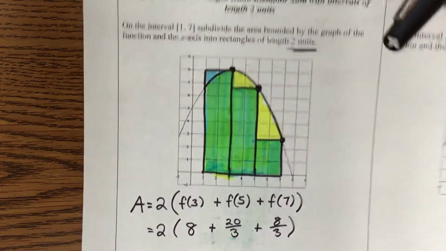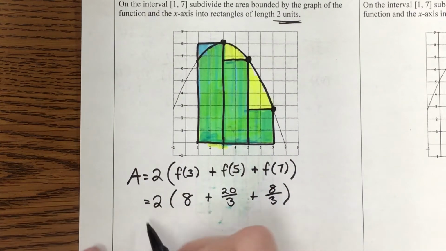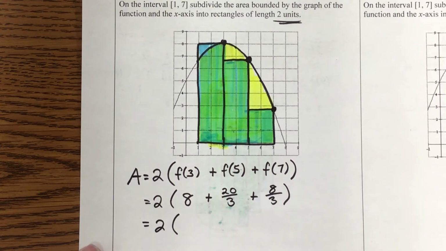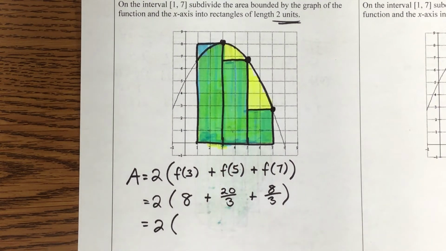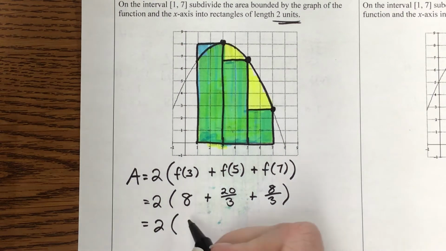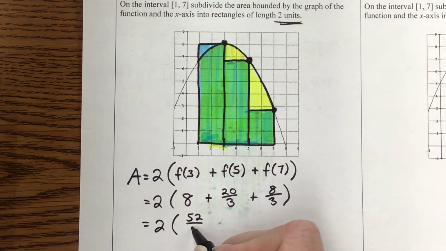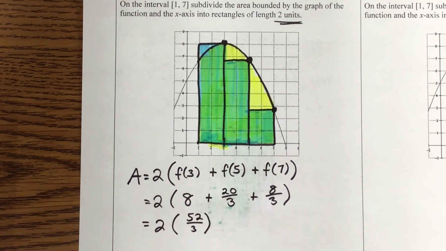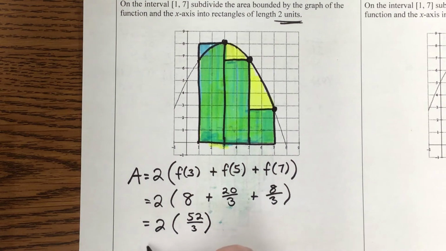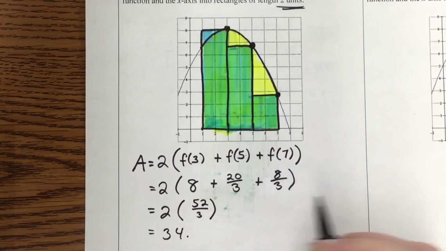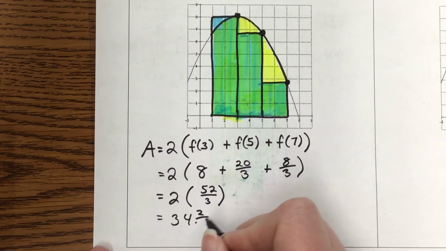Okay. From here, you can add up all of your insides and then multiply by 2. Don't distribute. That's a waste of time. All right. 8 plus 20/3 plus 8/3. 8 is 24/3. 24 plus 20 plus 8 is 52/3. And then multiply that times 2 is 34.6 repeating, so it's 34 2/3.